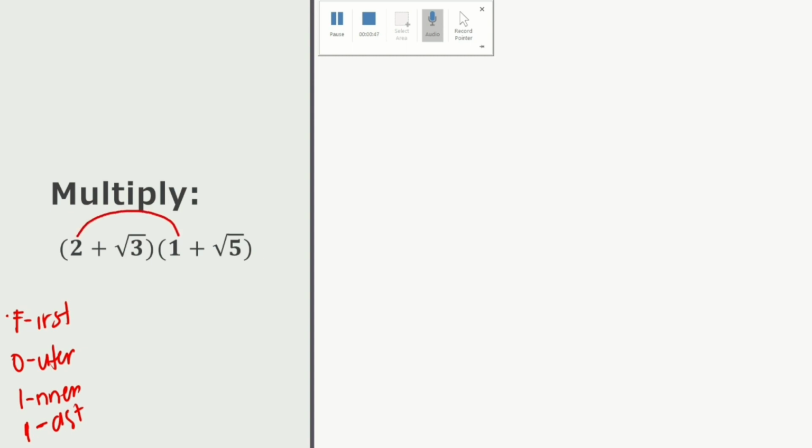So step number 1, first term. So 2 times 1, the product is 2. Next, outer term, 2 times square root of 5, that is plus 2 square root of 5. Next, inner term, square root of 3 times 1, that is plus square root of 3. And last term, square root of 3 times square root of 5, the product is square root of 15.